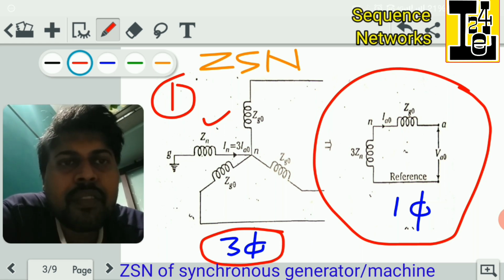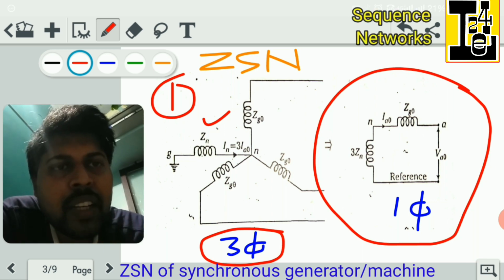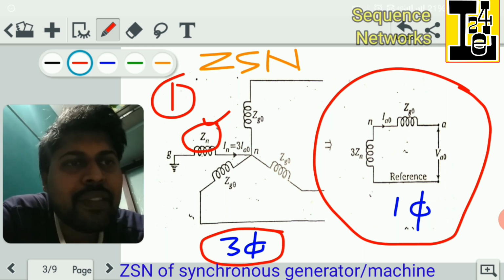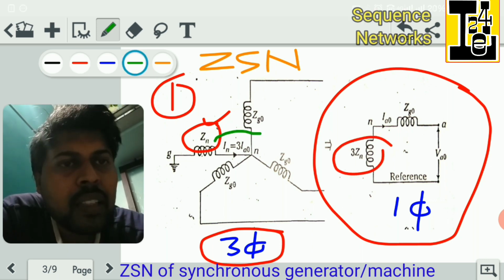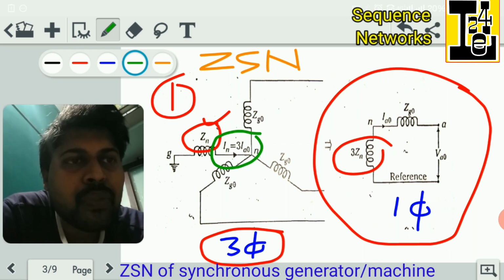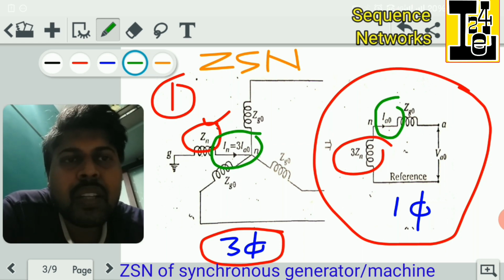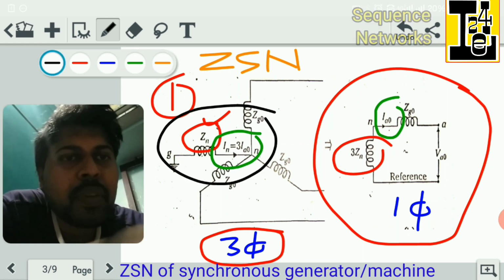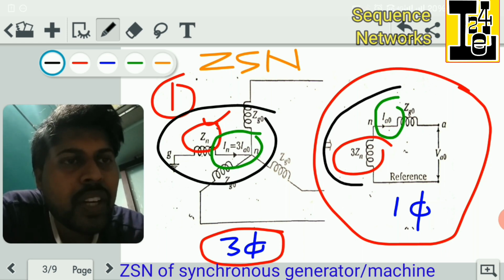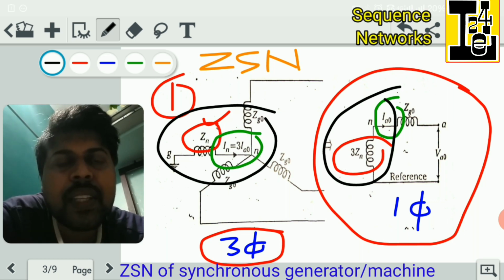We can observe here very carefully, in a three-phase model the reactor is Zn, but while replacing it onto the single phase model it will become 3Zn. The current flowing here is 3I0, but on a single phase basis we need to mention it as I0. Hence the voltage drop here will be 3I0 Zn, and the voltage drop here will also be 3I0 Zn, maintained the same in the three phase model as well as the single phase model.